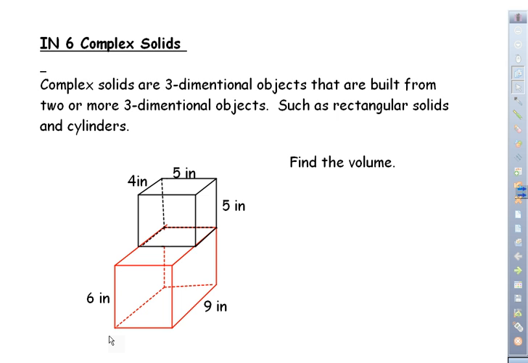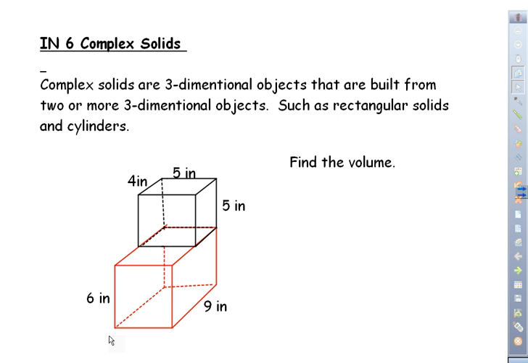Complex solids are three-dimensional objects that are built from two or more three-dimensional objects, such as rectangular solids and cylinders, and I could even add in triangular as well. Any of those would work for that. What you're going to do is break down each figure and use those particular formulas to find each one.